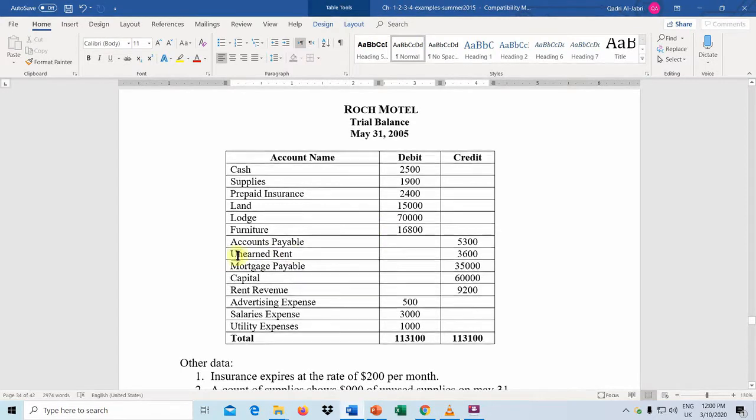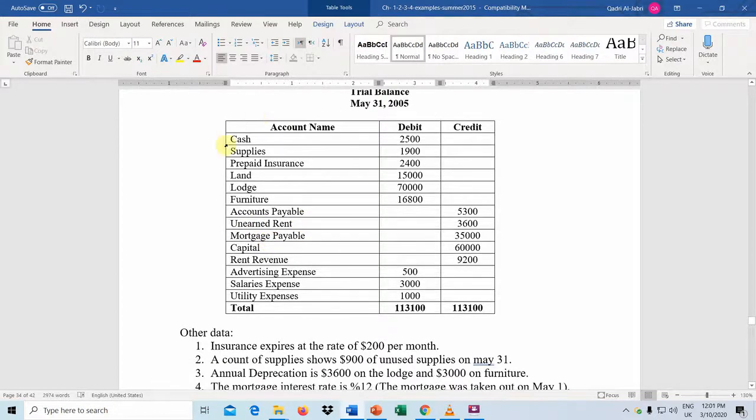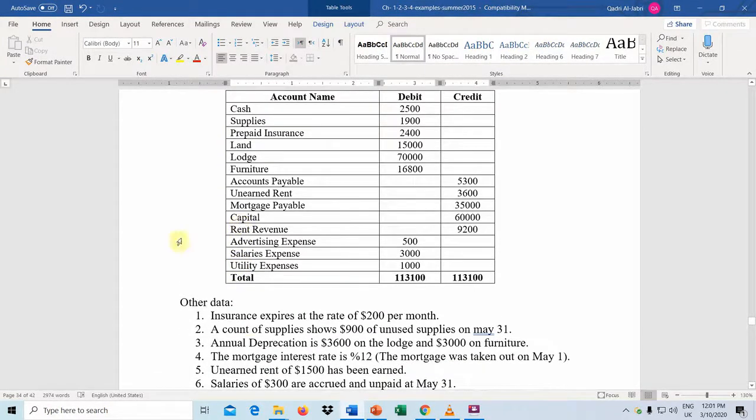As you can see, we have unearned rent. Some of it might be earned during the period. So this is unearned revenue, but because it's a motel, they earn revenue through rent, so they have unearned rent. So these are the items that we need to look at when doing the adjustments for the year. It's saying here in the other data, insurance expires at the rate of $200 per month.